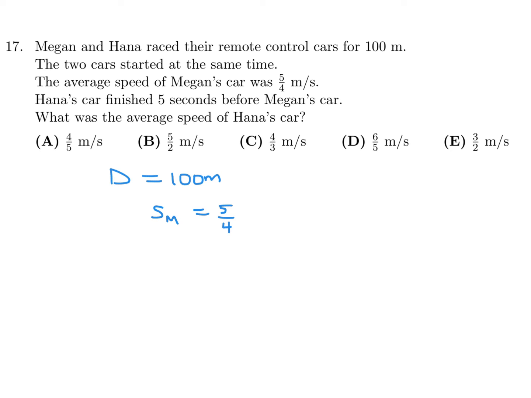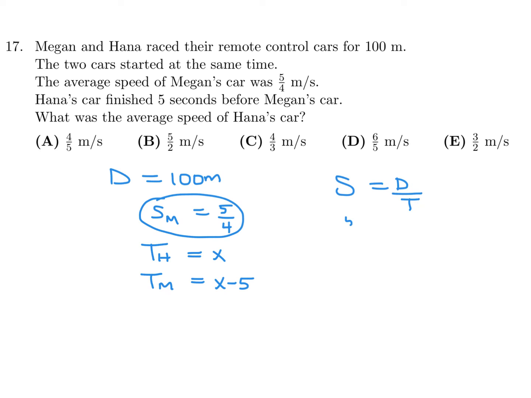And the time of Hannah, I don't know, I'll just call it x, but the time of Megan is 5 seconds fast, or 5 seconds before, so it'll be x minus 5, I believe. Yes. Okay, so speed is equal to distance over time, and therefore this speed right here, which is 5 over 4, would be the equivalent of Megan's distance, which is 100, divided by her time, which is x minus 5, right?